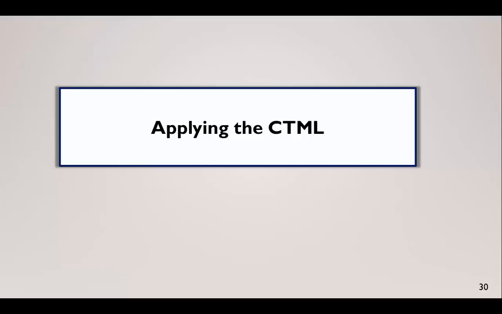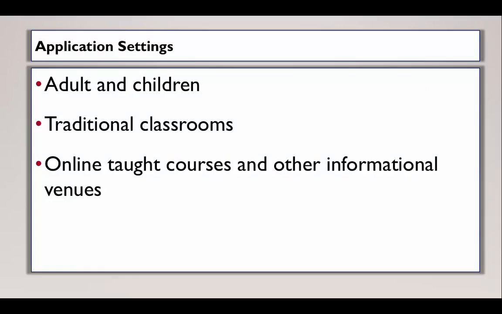The last part of this will be to apply the cognitive theory of multimedia learning. The cognitive theory of multimedia learning can be applied to both children and adults. It can be in traditional classroom settings in which an instructor presents information on an overhead screen using both pictures and words. This theory is also very applicable to learning online with video, text, and animation instruction, and can be both in online taught courses, formal courses, or it can be in other informational venues, such as public information.